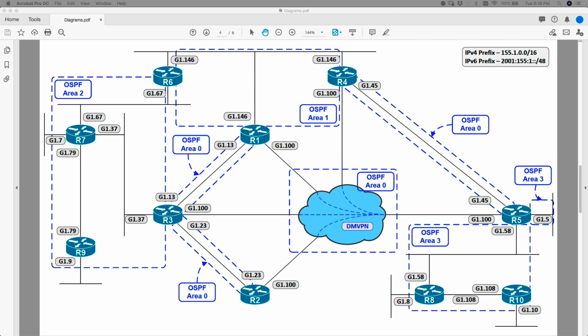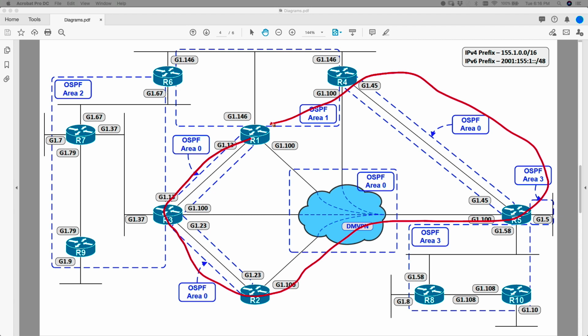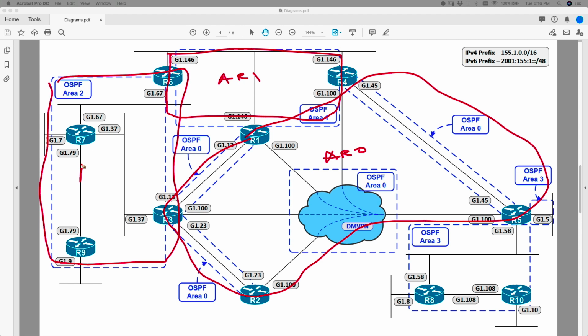Let me quickly show you what's configured. So I have area 0, which is here. That's my area 0, which is here. I have area 1, which is here. And then this is area 2. And here is where I have area 3.